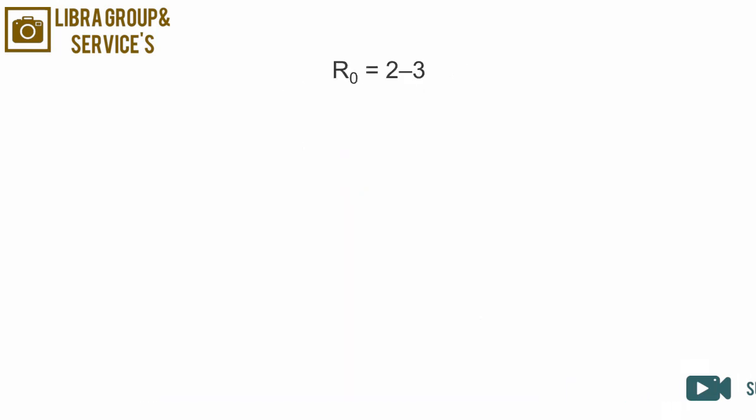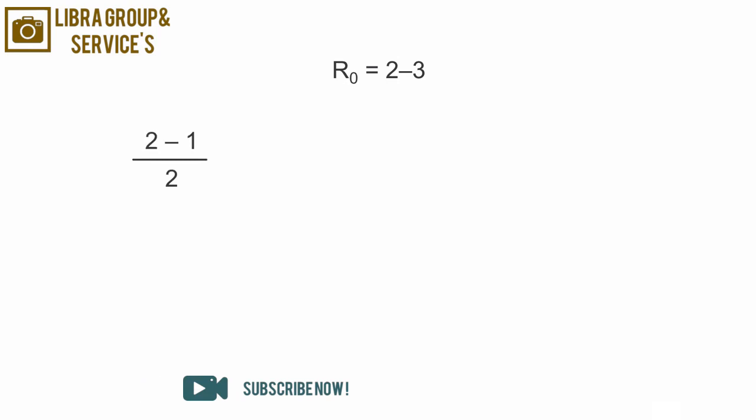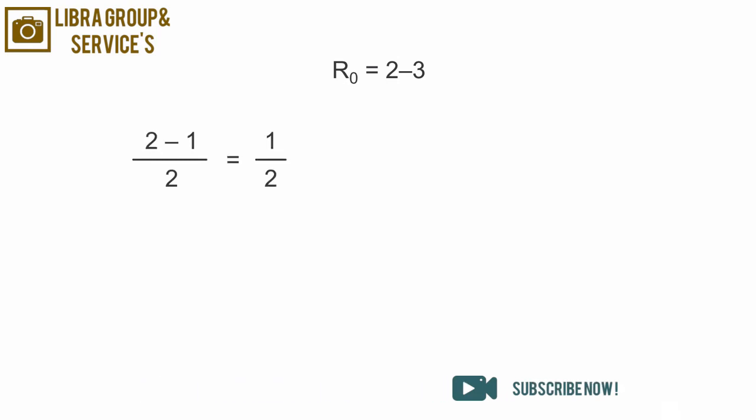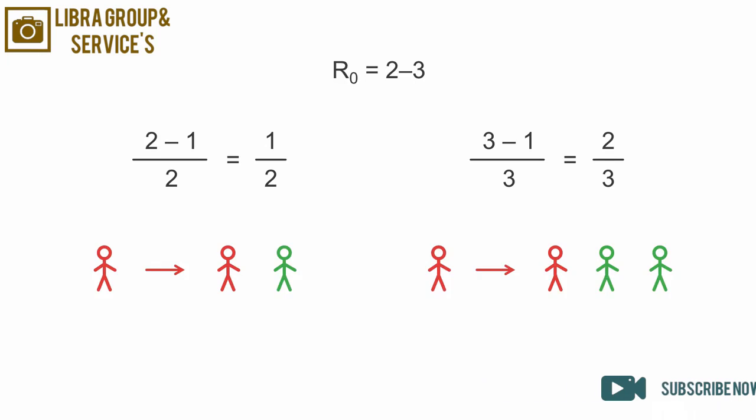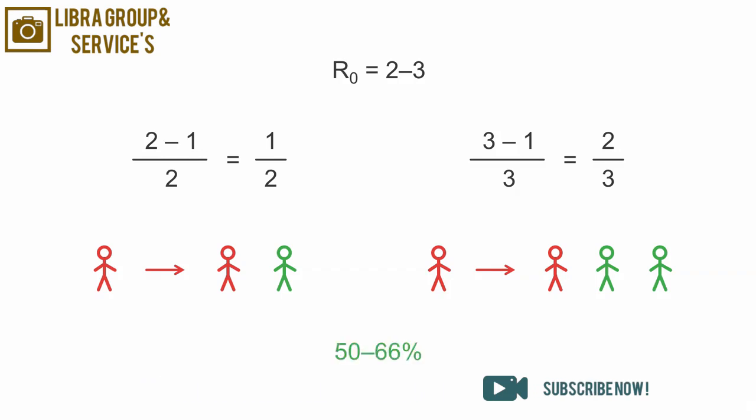As we've learned previously, R0 for SARS-CoV-2 is between 2 and 3. So how many people would we have to vaccinate, if there was a vaccine, in order for the epidemic to stop? Well, that's 2 minus 1 divided by 2, which is 1/2 or 50% if R0 was assumed to be equal to 2, and 3 minus 1 divided by 3, or 2/3, if R0 was assumed to be equal to 3. So according to this calculation, we'd have to vaccinate between 50 and 66% of the population.